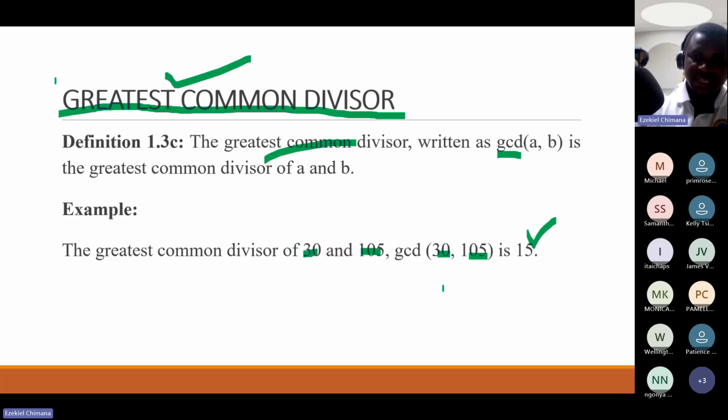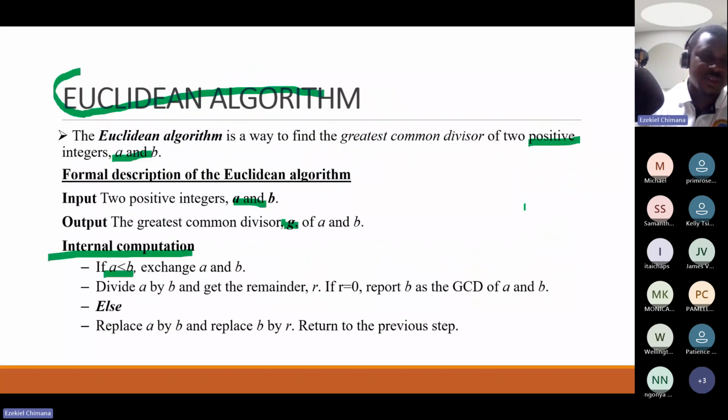Remember, I've said that the GCD of A, B, so it's obvious that A must always be greater than B here. The first number must always be greater than this one. Given that, you need to exchange those numbers. After that, you divide A by B, and you get a remainder R. If R is equal to 0, then this B that you have, or the current B, will become your GCD of A and B.